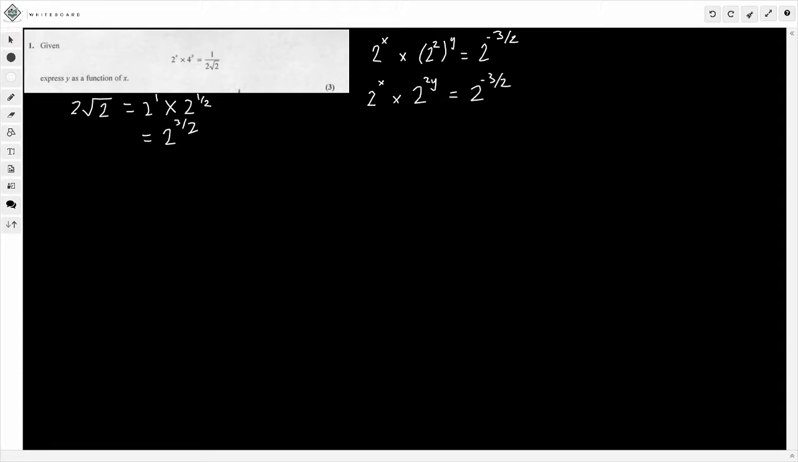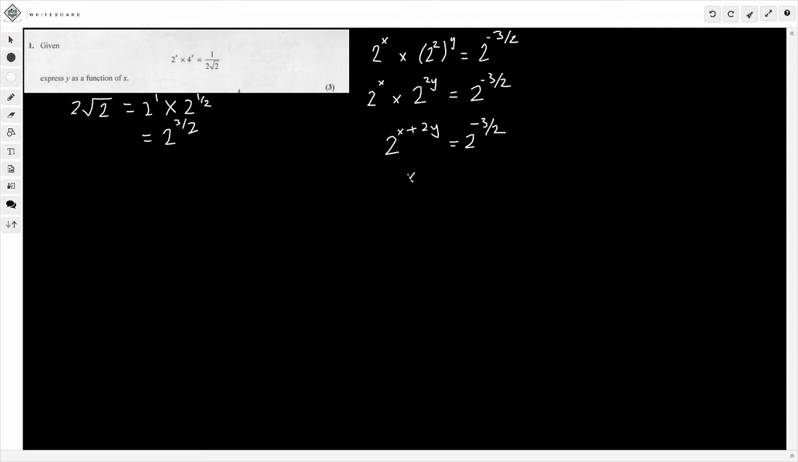Notice here, what we have is 2 to the x times 2 to the 2y, and it's equal to 2 to a power. So if we simplify this left hand side, we get 2 to the x plus 2y. So we add the powers, x plus 2y. That's just equal to minus 3 over 2. And then notice, if you've got a base with a power equal to the same base, it means that the powers must be the same, because these are the same number. That's all this equal sign implies. So what we know is that the powers are equal.